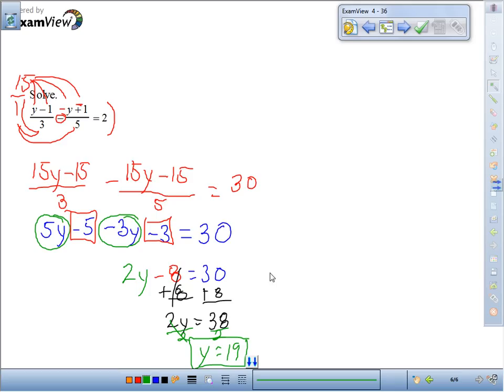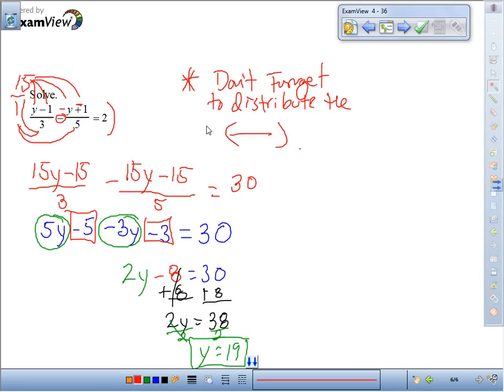So for this one, make a little note for yourself. Don't forget to distribute the negative. Don't forget to distribute that negative to both terms. Everybody see that? To here and here. Okay?